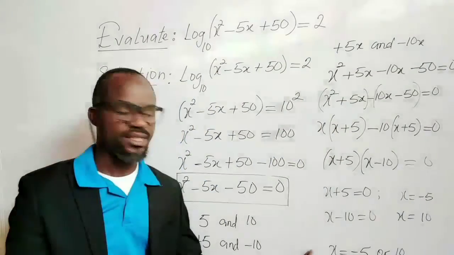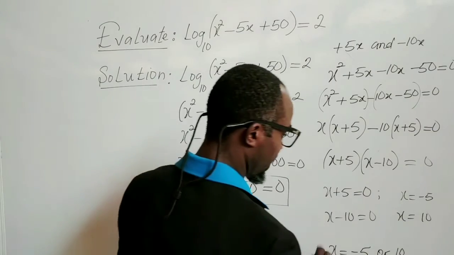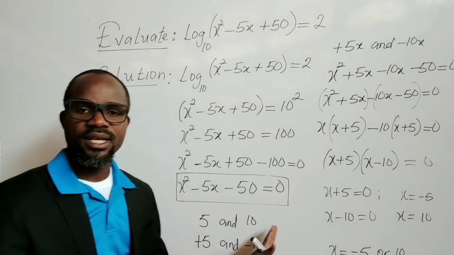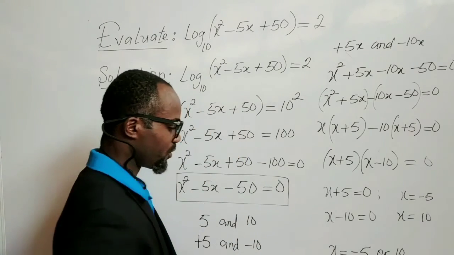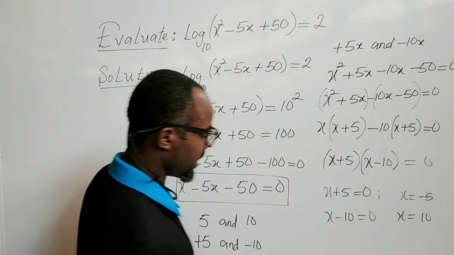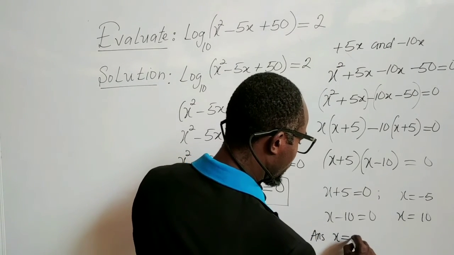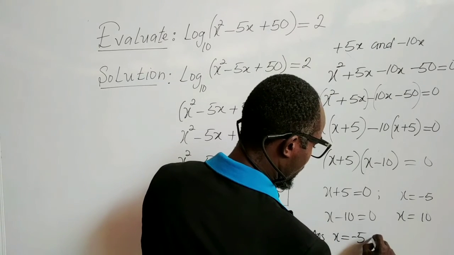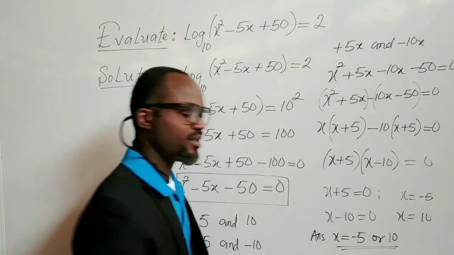This is the final solution set. This is the answer. If we can get this, you can see that it's very clear. So what we need to do is to write this in such a way that it will be very clear. Our answer becomes x is equal to minus 5 or 10.